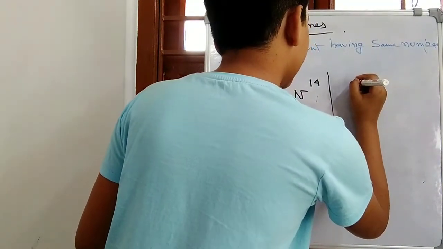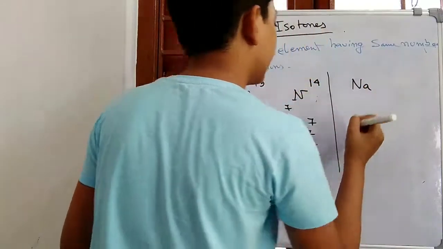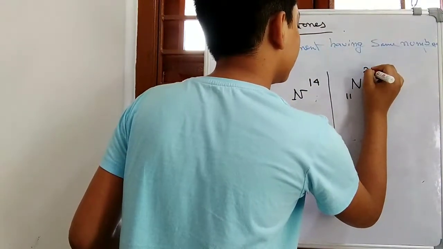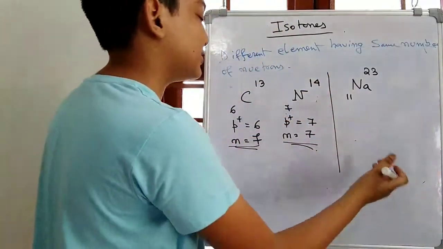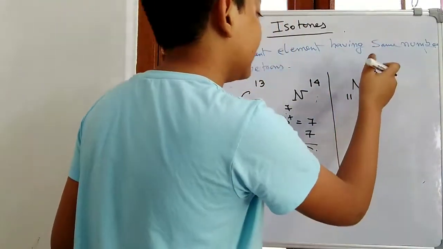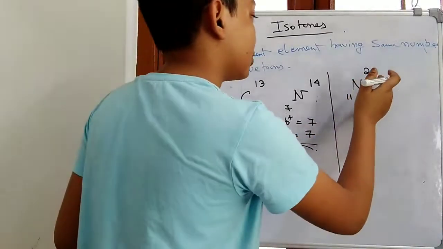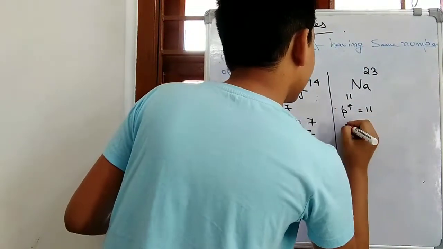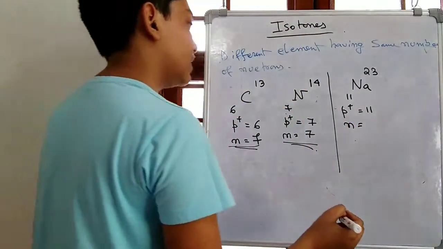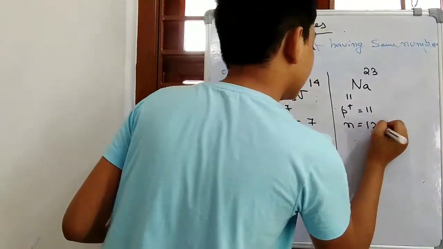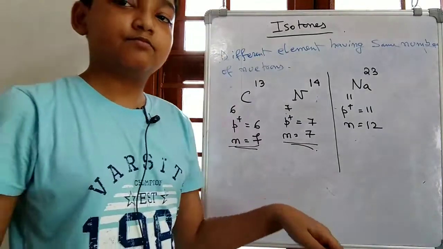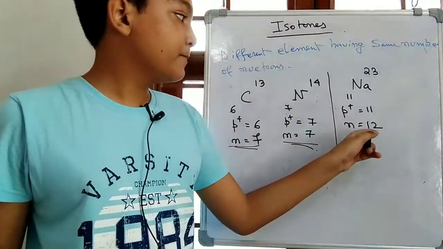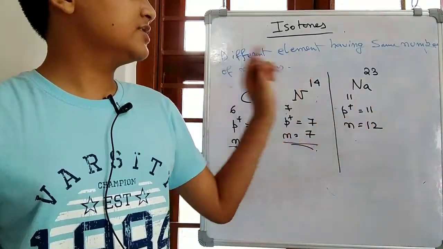Now let us take another example for betterment. I am taking sodium. Atomic number is 11 and mass number is 23. Let us find the difference. P plus is 11. N is 12. Yes, so the neutron number is 12 and the proton number is 11.